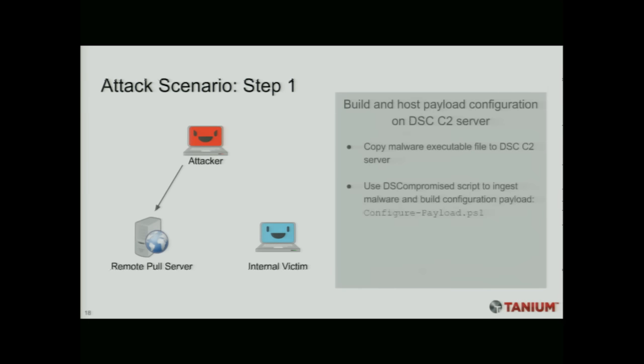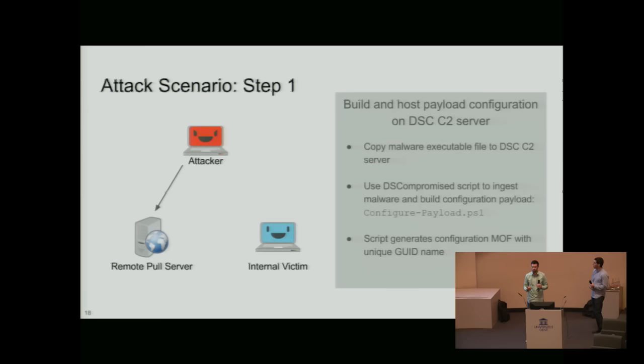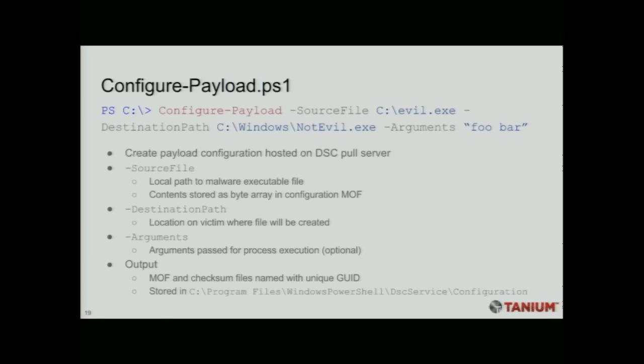We then run our payload script, and then we output. It basically creates the MOF file that we need, puts it in the right location, and gives us the unique GUID we need to configure our victims. So this is what the payload script looks like. Again, this is the source file, evil.exe, that's local to our pull server. The destination path, that's where we want it to exist on all of our victims, and any arguments we wanted to pass.